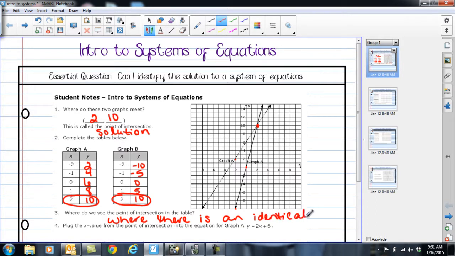So there's two ways so far to find the solution. You can look at the graph and find out where they intersect, or you can look at the two tables, one for each graph, and then you can see, do they have an identical point in the two tables? And if they do, that will also be the point of intersection.